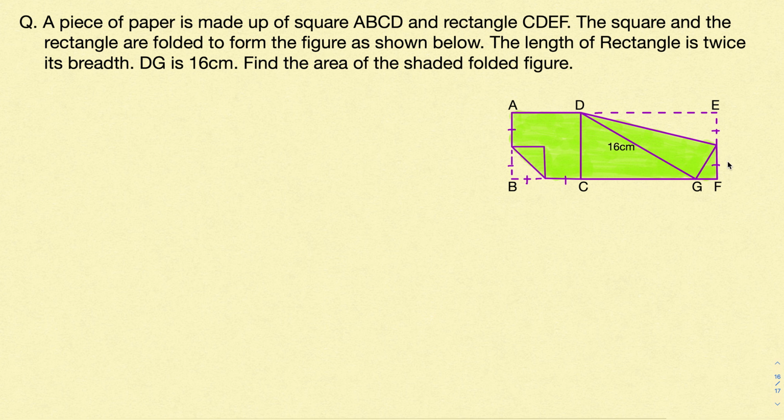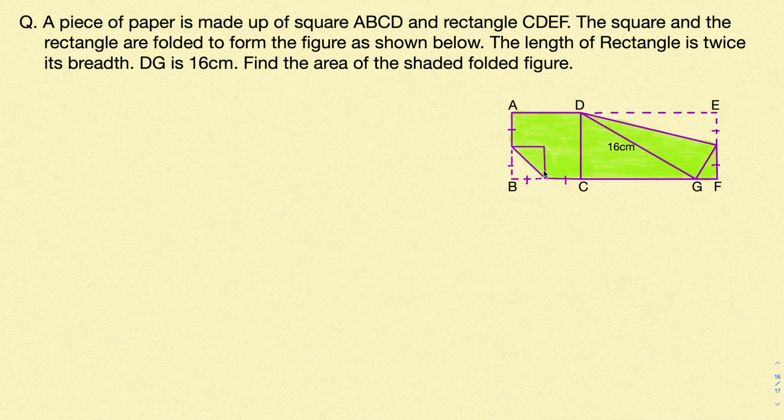So this is our figure. Now the length of the rectangle is twice its breadth. DG is 16 cm. Find the area of the shaded folded figure. So what we have here is a square ABCD and a rectangle CDEF. So this is the rectangle and this is the square.